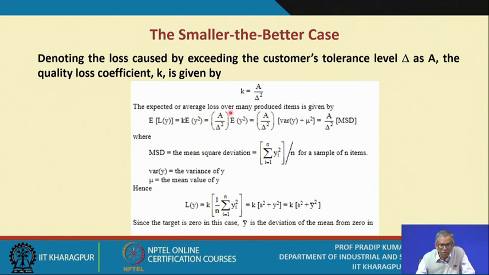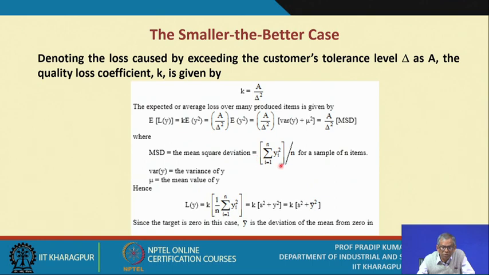So the expected or average loss over many produced items is given by, that means when you start producing n number of such units, you use these expressions. The value of K is capital A by capital delta square, times the expected value of y square, and then you have this manipulation. So this is variance of y plus mu square. Is it okay? Actually this is the squared bias, and this term is referred to as the mean square deviation, MSD.